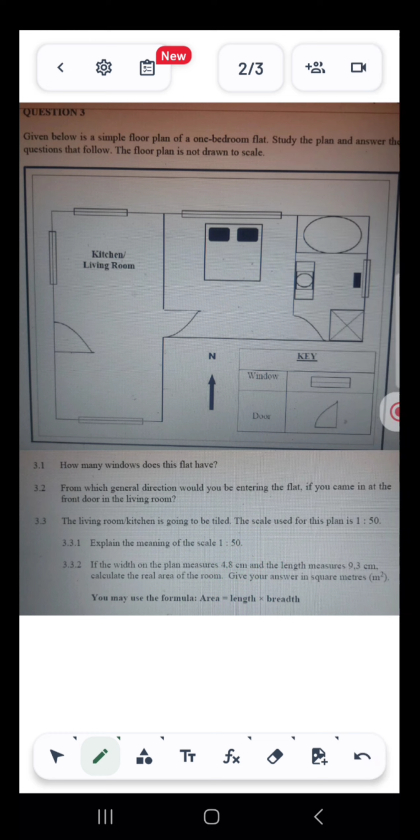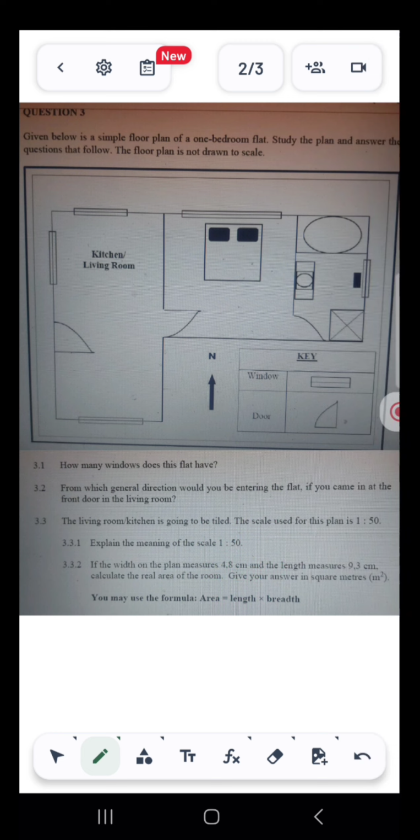As a Sankofian, you read all the instructions and you number properly. Now we have to study the diagram. You study diagrams first before you answer. It's written: given below is a simple floor plan of a one-bedroom flat. Study the plan and answer the questions that follow. The floor plan is not drawn to scale.